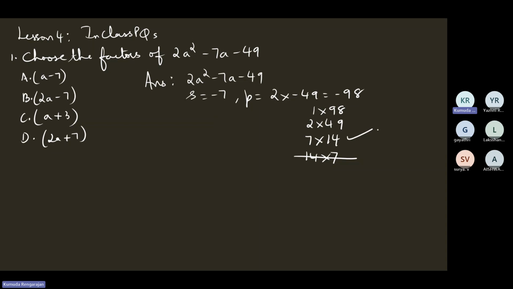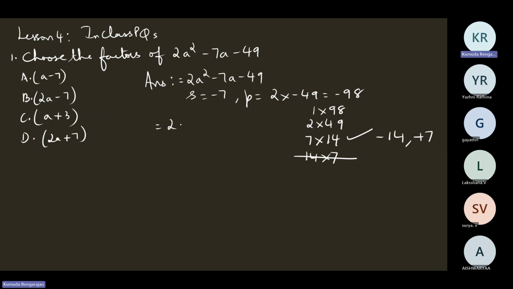So sum is negative, no? So it should be minus 14 and plus 7. Minus 14 plus 7 is minus 7. And the product is minus 98. So split the middle term.